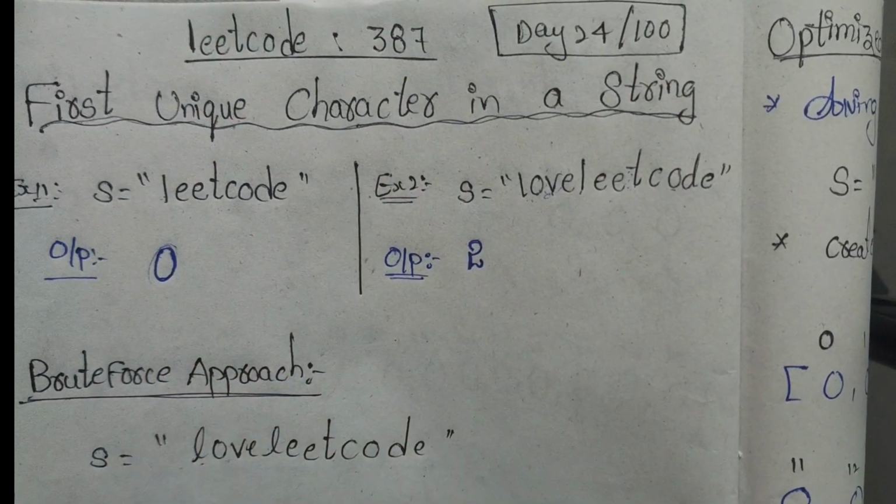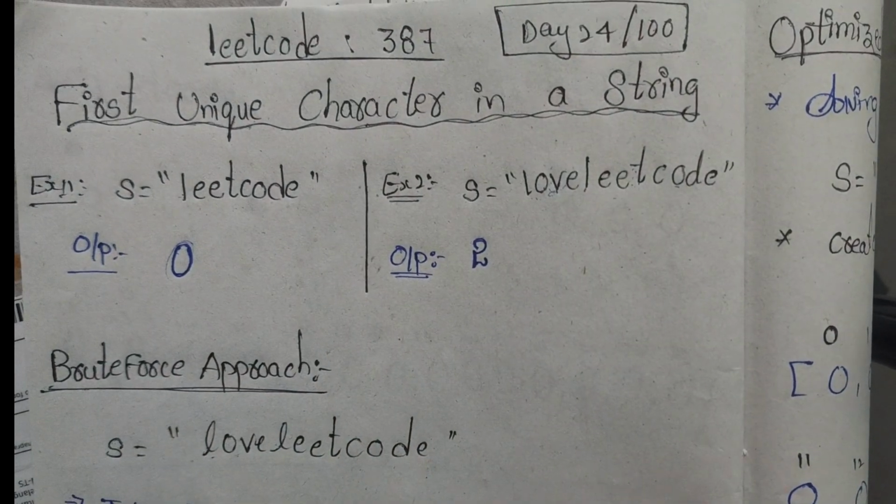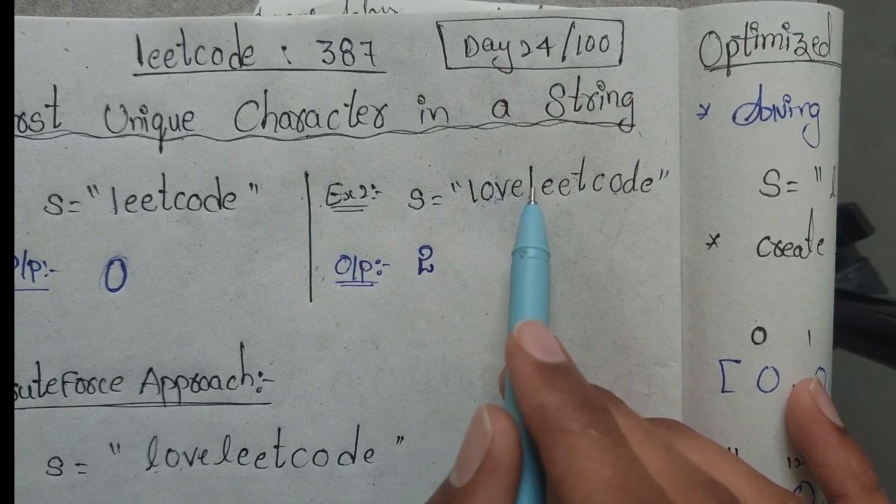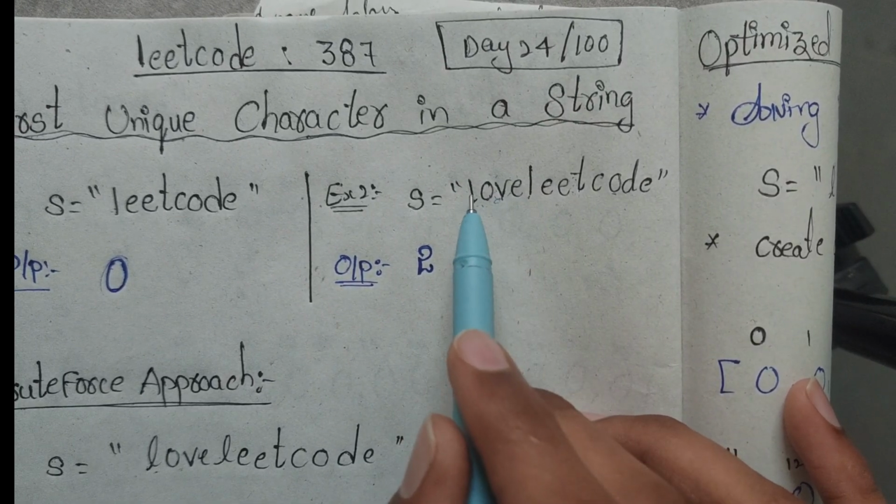Now let us look at the second example, then you can get much better clarity about this. Now let us see whether a duplicate of L is found here or not. Already there is another duplicate of L found here, so L is not a unique character.